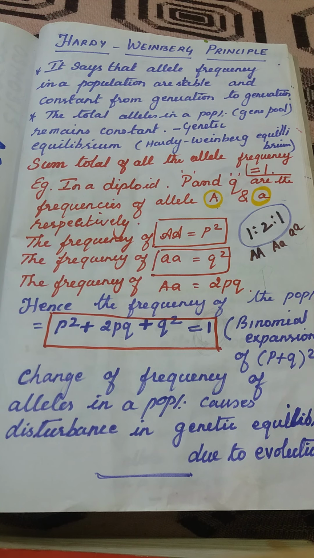A change of allele frequency in a population causes a disturbance in genetic equilibrium due to evolution. When would it change? If any factors such as migration, genetic drift, mutation, genetic recombination, or natural selection act on the population, then the frequency, that is 1, will alter. From an examination point of view, this Hardy-Weinberg principle is very important.